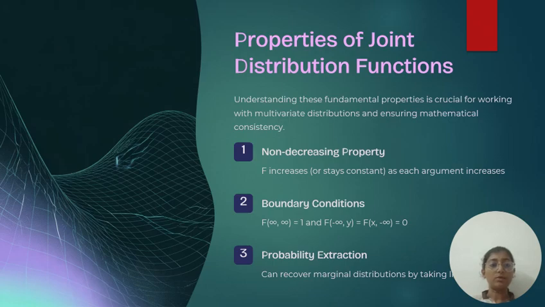Next, boundary conditions. The function satisfies certain limits, that is, F of minus infinity, y equals F of x, minus infinity equals 0 and F of infinity, infinity equals 1. Increasing any argument far enough yields the total probability 1. Pushing any argument to minus infinity yields 0. Next, probability extraction. The joint CDF allows the recovery of probabilities for specific regions or events.